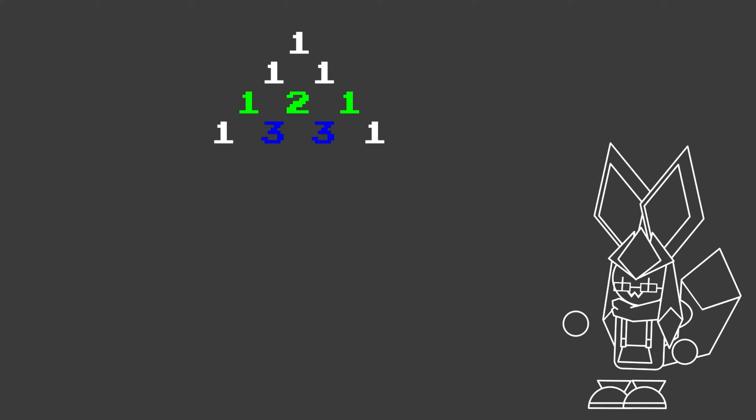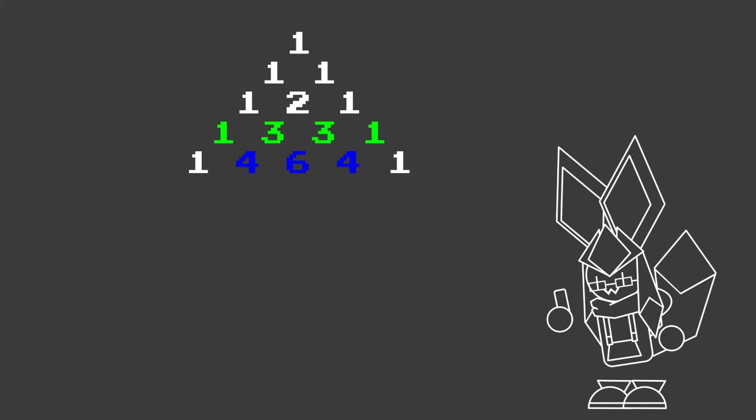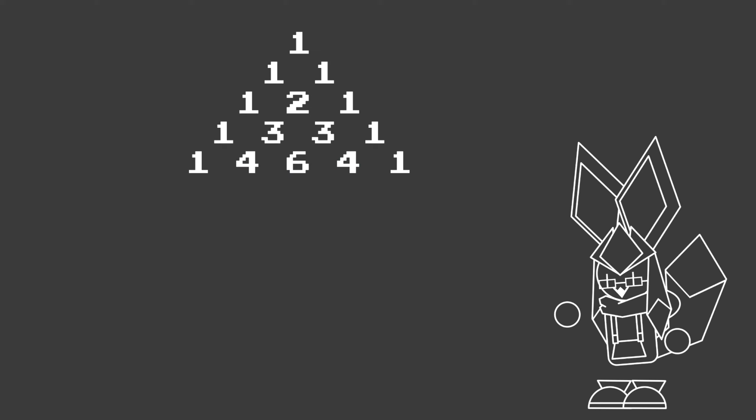We put the 1s to the sides, and then add 1 and 2 together to get 3, 2 and 1 to get 3. 4th row done. 5th row, put 1s to the sides, 1 plus 3 equals 4, 3 plus 3 equals 6, and 3 plus 1 equals 4. Done with the 5th row, we keep going with this process for every line necessary, and eventually, we have something like this.